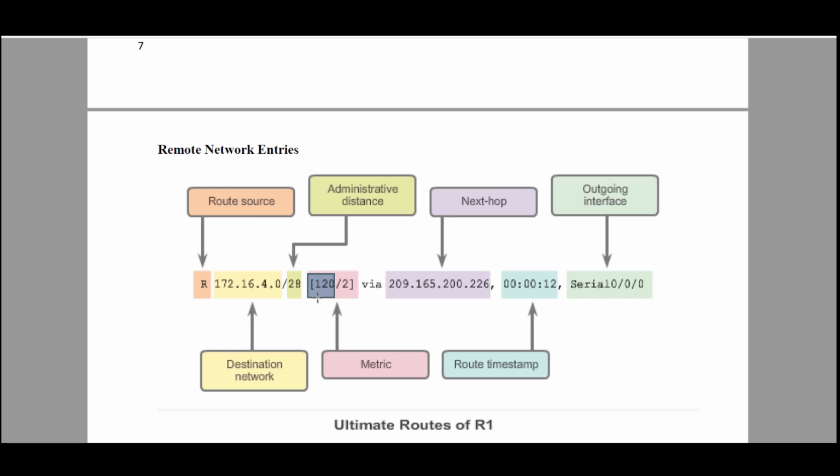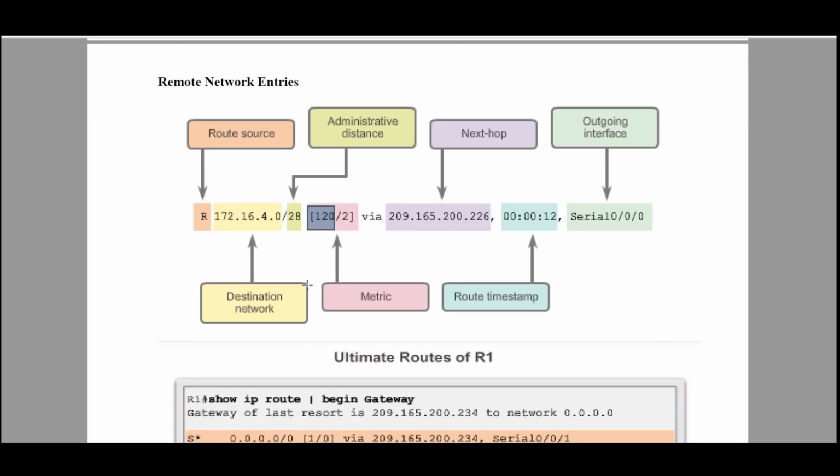But OSPF is 110. So 110 means it is less than RIP, so it is going to be more reliable than RIP. We are not fixing this. It is already fixed by IANA. They are fixing these particular values. So now you can say 120 is the administrative distance value.